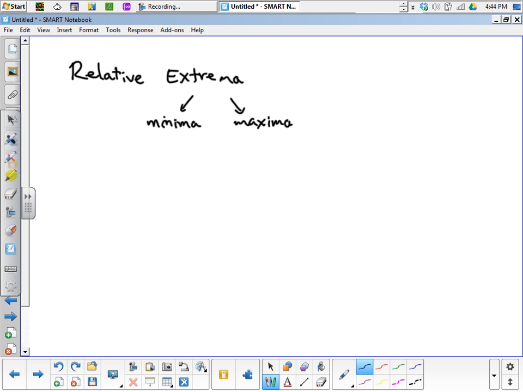Well, in this context, we're talking about points on a graph. When a point is the highest point, we would call it a maximum, and when it is the lowest point, we call it a minimum. And relative, another word for that is local. Local means nearby. So your textbook's going to write local max, local min, that sort of thing.